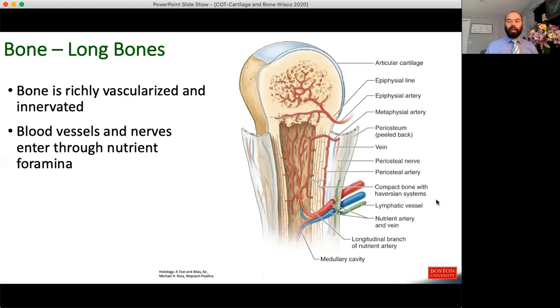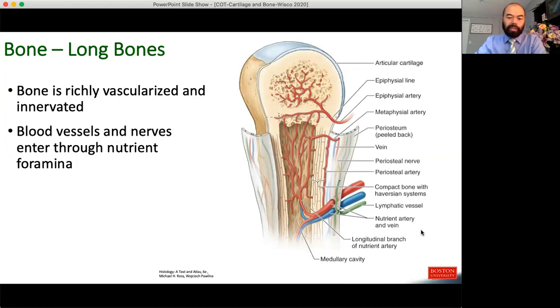All right, so I mentioned this already, but long bones are richly vascularized and richly innervated. We can see that here, where in a typical long bone, we have two principal sources of vascularization. The first is through the nutrient portal. And so here we have a nutrient artery and a nutrient vein, which are going in opposite directions, but they are perforating typically the middle of the diaphysis and branching throughout the medullary cavity.